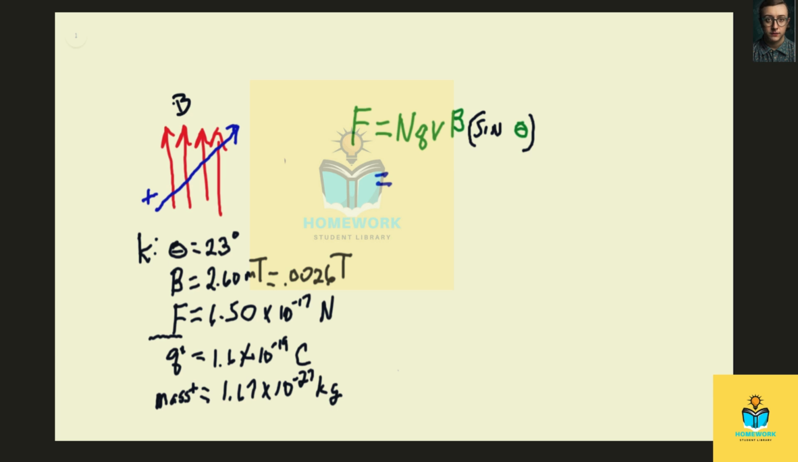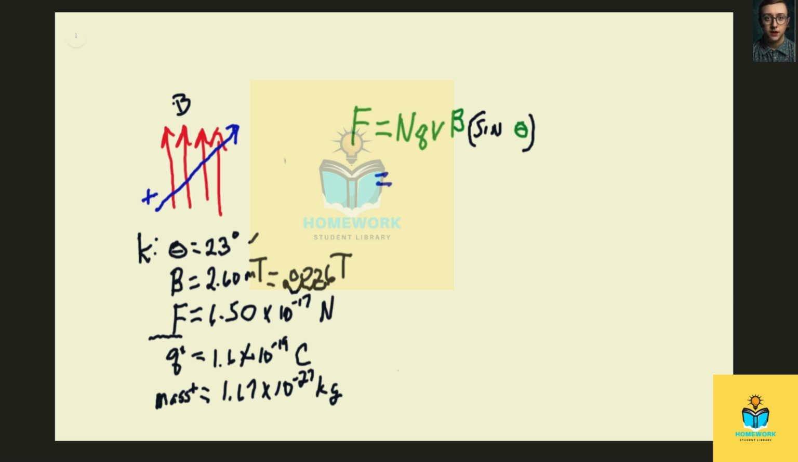Okay, what I have drawn here is a magnetic field in red arrows, and then the blue vector arrow represents a proton traveling in this magnetic field. Given to us is that the proton is traveling at an angle of 23 degrees. The magnetic field strength is 2.60 milliteslas, which I have converted to teslas by dividing by 1,000. I moved my decimal back 3 places, as you can see here.